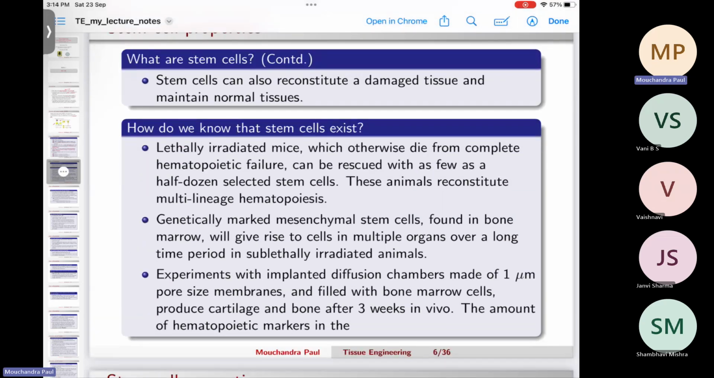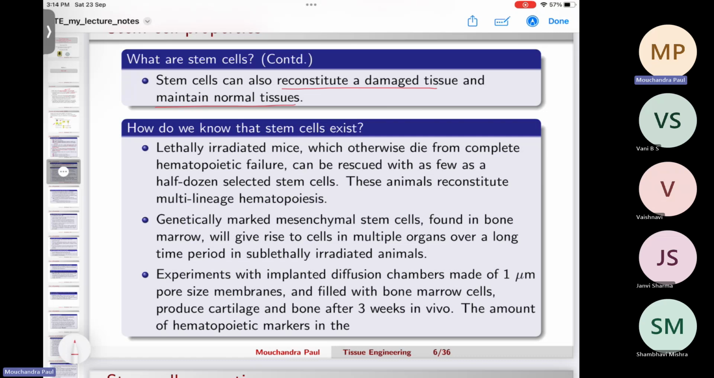So stem cells are also known to reconstitute a damaged tissue and maintain normal tissue function. As you already know, the goal of a tissue engineer is to create a tissue engineered medical product that can act as a replacement, or it can act as a therapeutic way to repair the damaged area, or it can improve the tissue function, right? So for these purposes, we sought after making an artificial tissue. Now if we incorporate stem cells in our artificial tissue, it will actually help us to achieve those functions.